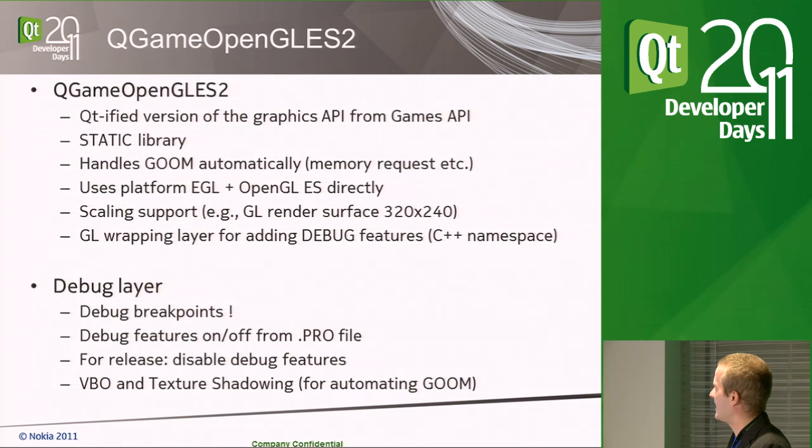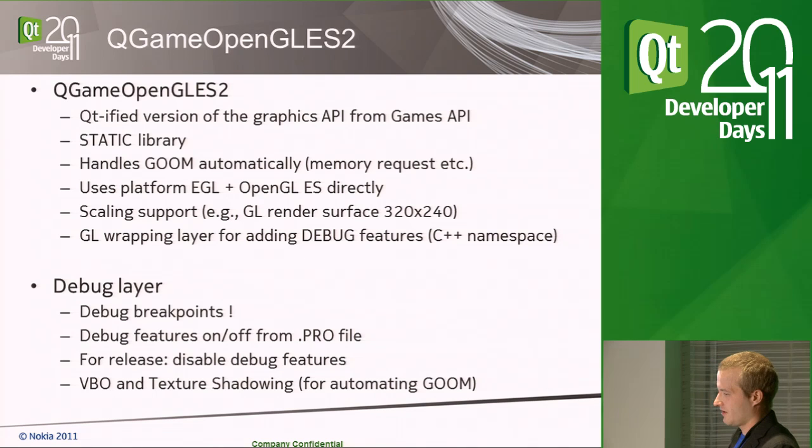It uses C++ namespace tricks to control this. And for release builds, you disable all these features, and then the GL calls will go directly to the GL driver. So it's really easy to just get the fastest performance for the release builds.